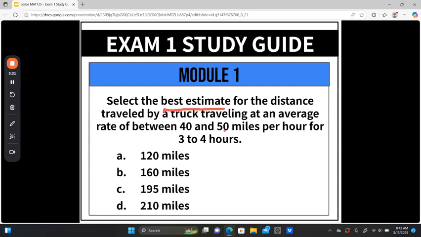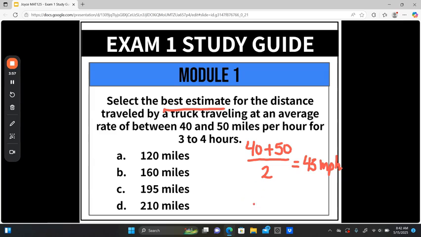So let's start with the speed. So the truck could have been going 40 miles an hour, and it also could have been going 50. And let's divide the two to take the average. So we've got 40 plus 50 gives us 90. Divided by 2 is going to be 45 miles per hour.